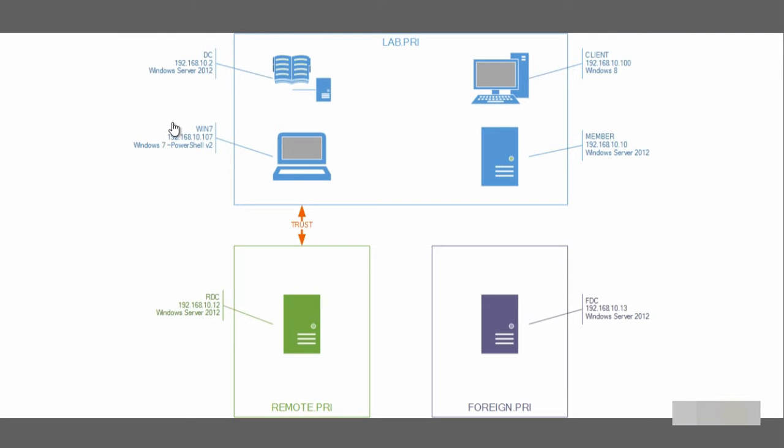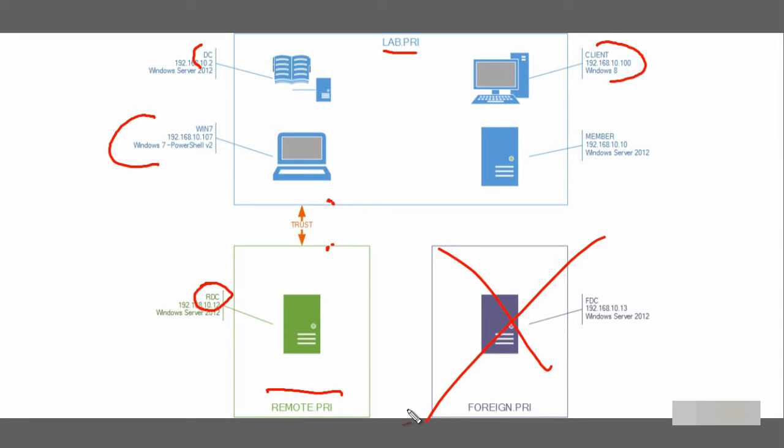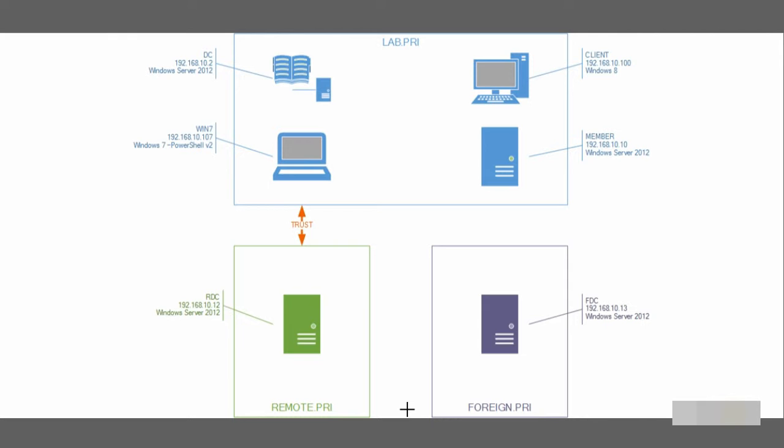Now, as we get started, I want to briefly remind you what's going on here. I am working either on this computer or this computer, both of which are in the lab.pri domain. My domain controller's name is DC. That's going to become important in the demo I'm about to do. There is a trust between my forest and this forest, which is called remote.pri, and which contains a computer called RDC, remote DC. This guy's not involved right now, so we're not going to play with him at all. Okay, so just keep that in mind for a second.